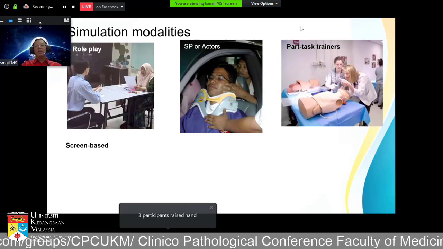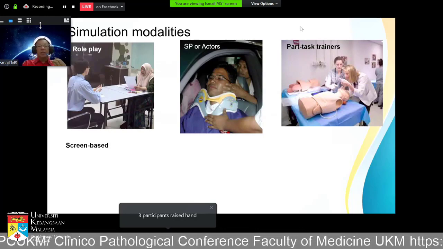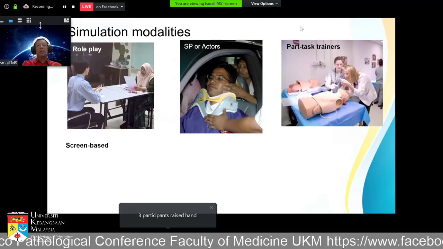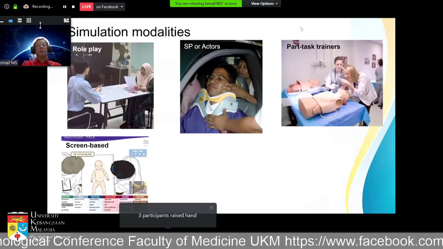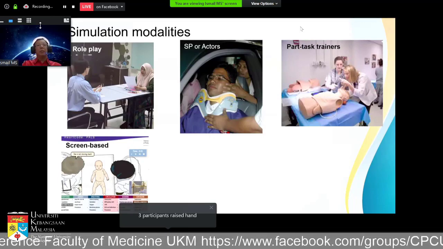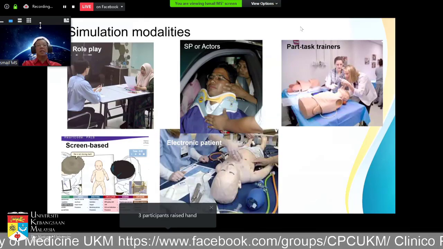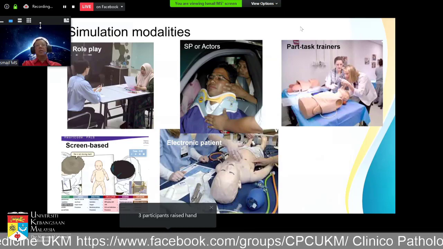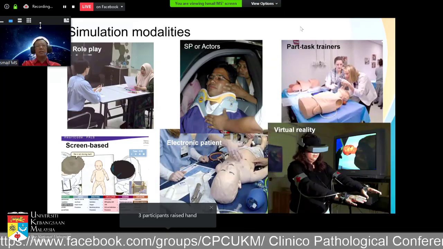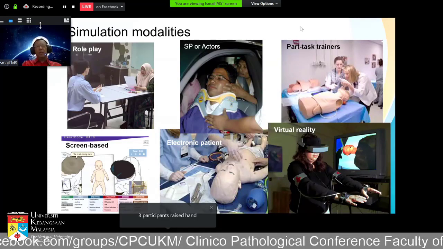Part-task trainers. Part-task trainers is something for you to practice a certain task, only one part of the task, where you need to use a simulator for that. Screen-based, you can have lots of screen-based simulators right now. Even you can have a program and one that is non-program. Screen-based simulations, electronic patients, and also virtual reality. So these are the 6 modalities of simulation. And when we talk about healthcare simulation, we are referring to any one of these.